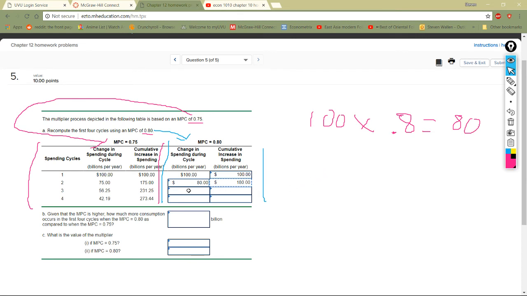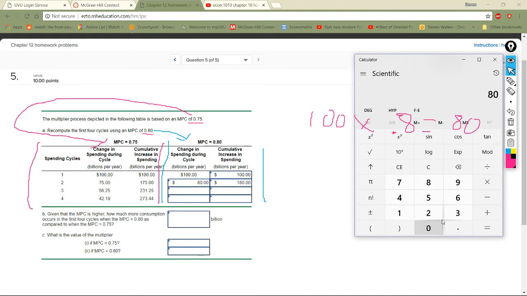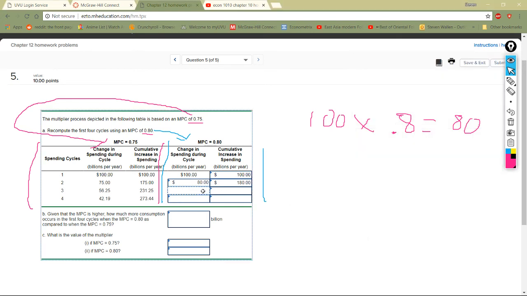Okay, now we're on to the third thing. So what's 80 times 80? Or, I'm sorry, 0.8. I shouldn't say 80 times 80. What's 80 times 0.8? Quickly do that over here with a calculator. 80 times 0.8. 64 is our new number here. 64. And then 180 plus 64.